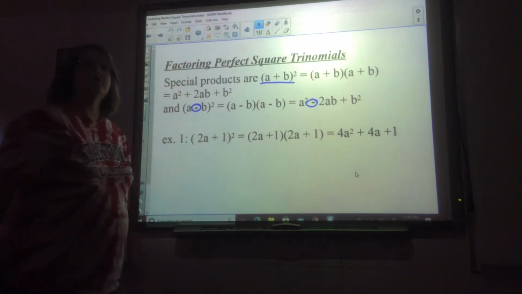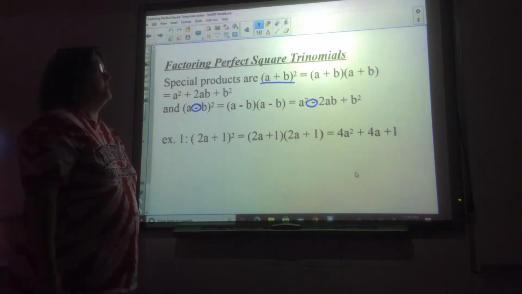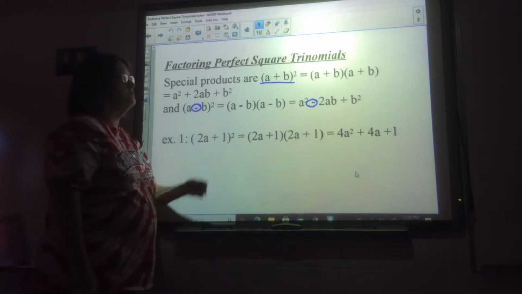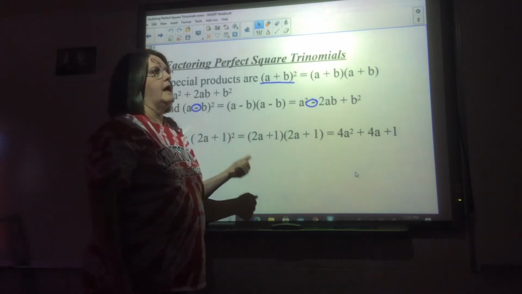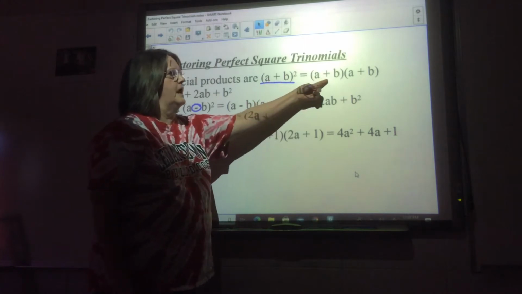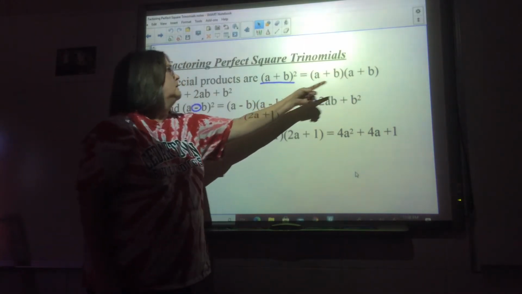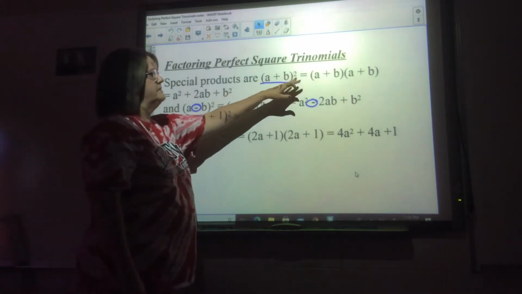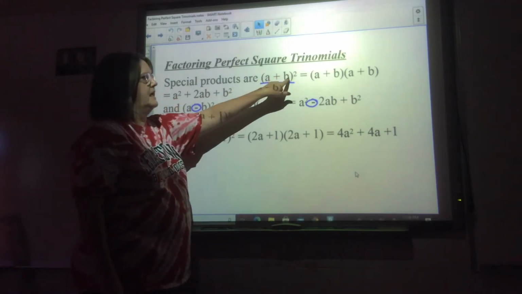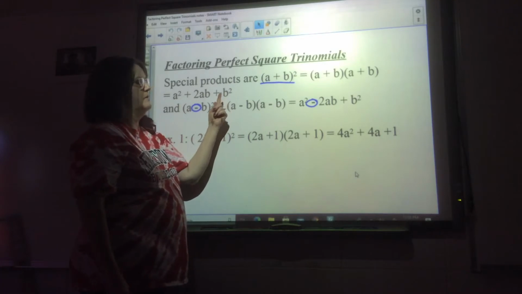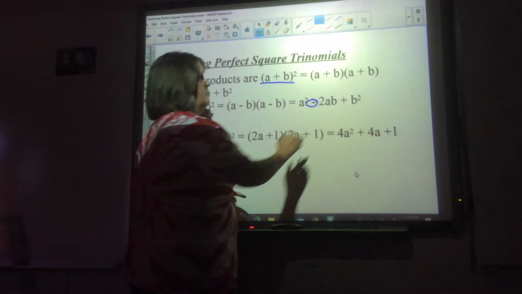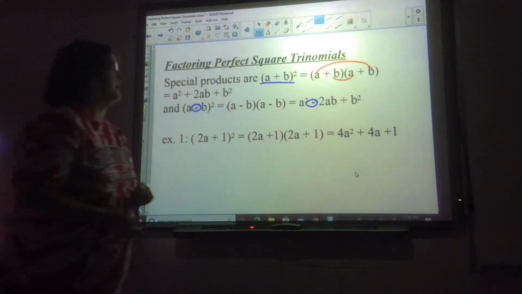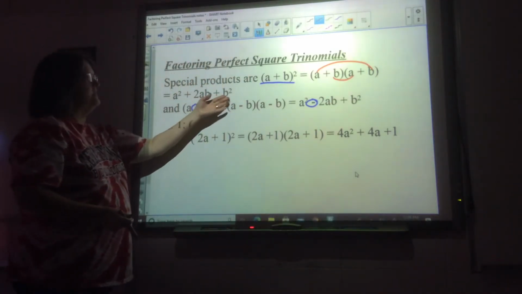We're going to factor perfect square trinomials. They're called perfect square trinomials because you're literally taking a binomial and multiplying it by itself to get this pattern. If I take a times a, I get a squared. If I take b times b, I get b squared. The middle term will be ab plus ab, which is 2ab. So it literally ends up in this pattern.